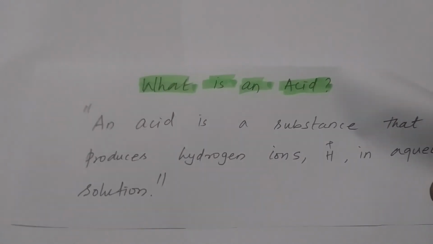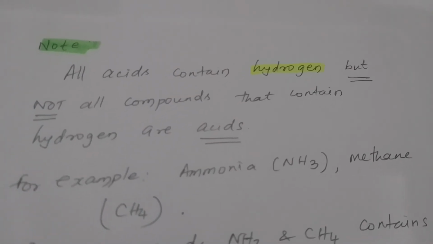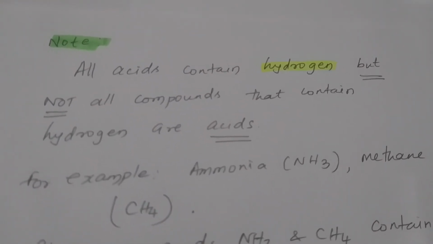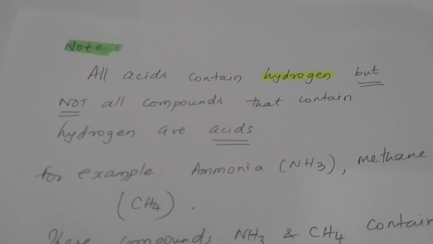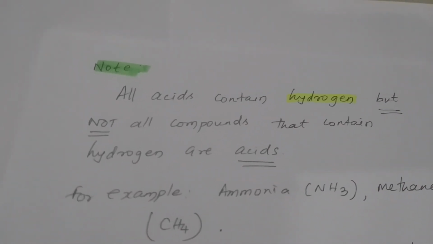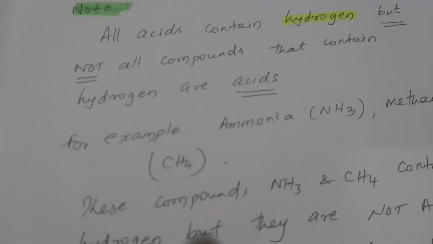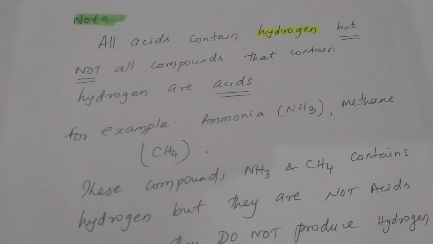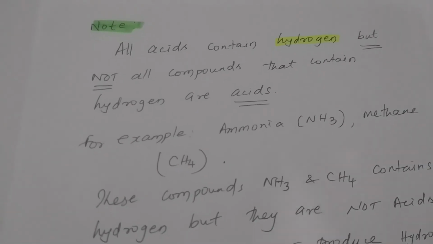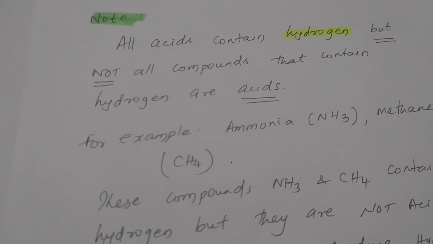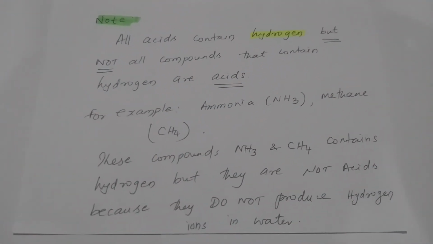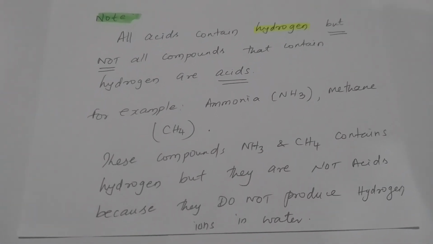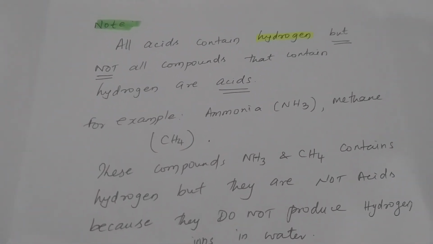Now quickly you should note down one thing: all acids contain hydrogen, but not all compounds that contain hydrogen are acids. You should make it very clear. Substances that contain hydrogen need not be acids, but in an acid there should be hydrogen. Clear? All acids contain hydrogen, but not all compounds that contain hydrogen are acids.